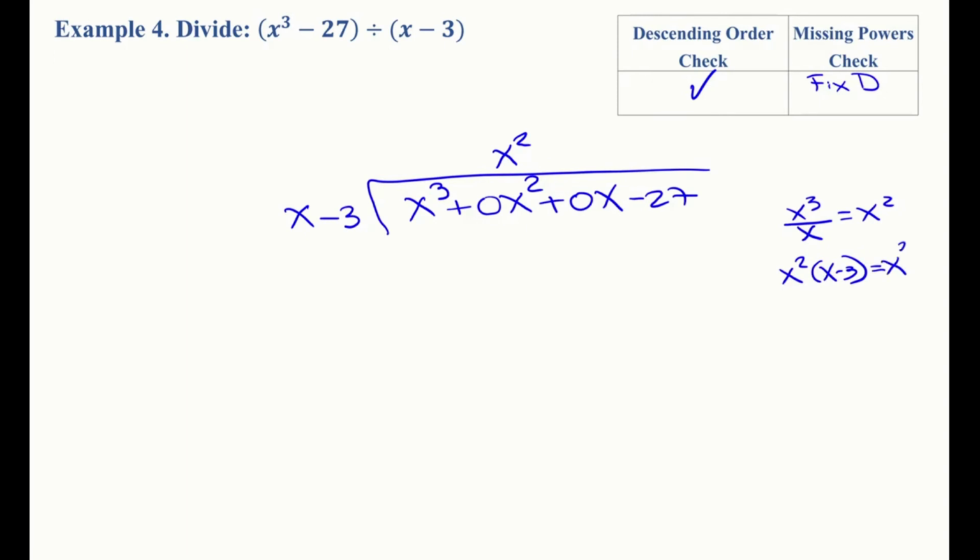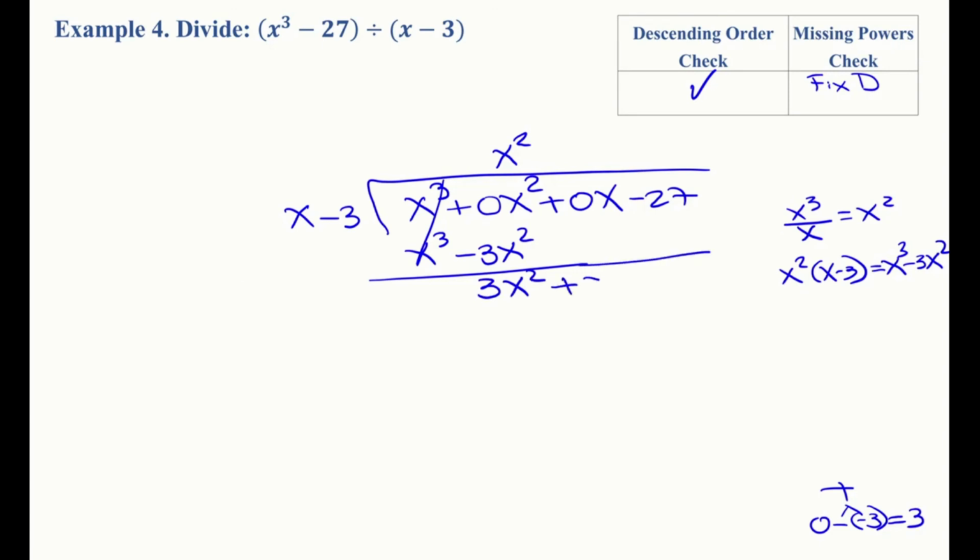So we get x cubed minus 3x squared, right? So we go ahead and write the x cubed minus 3x squared here. Now we go ahead and subtract. These of course cancel out. We have 0 minus negative 3, as far as the coefficients go. So let's focus on that. What's 0 minus -3? Notice that becomes plus, so it's actually +3. So we're going to have 3x squared here. We can bring down the rest, plus 0x minus 27.